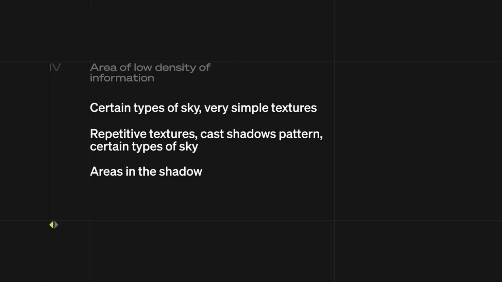What it means is that blank areas can be certain types of sky, very simple textures, or sky with no clouds whatsoever. Patterns are going to be more like repetitive textures, cast shadows with patterns, foliage and stuff like this, or certain types of sky if they have cirrus and very repetitive clouds that are almost pattern-like.